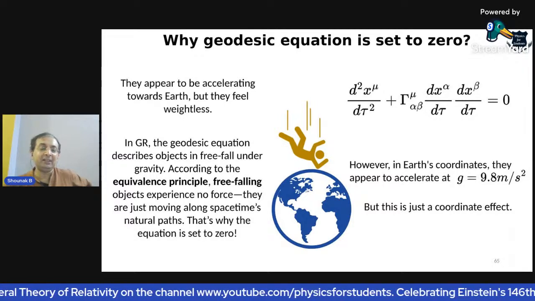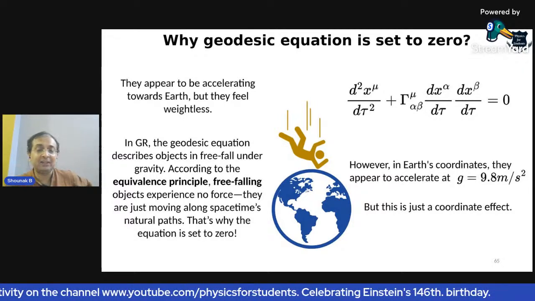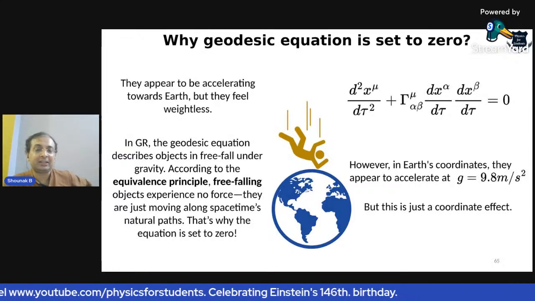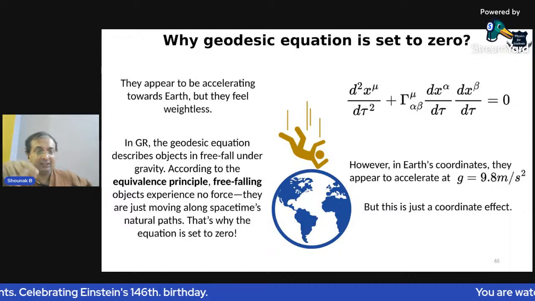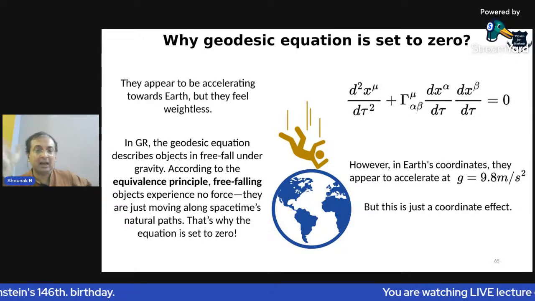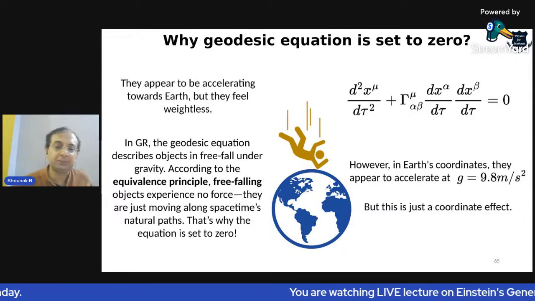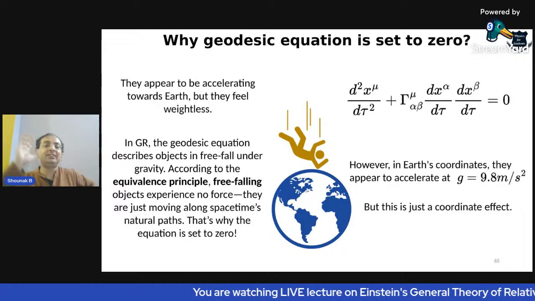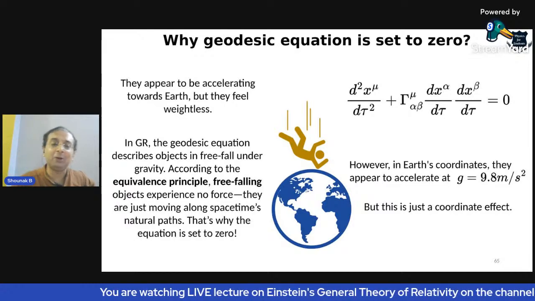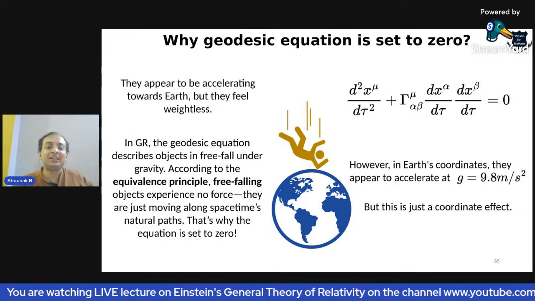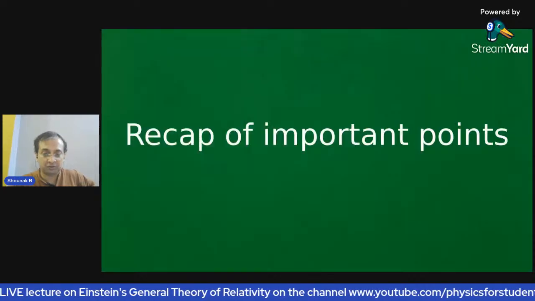Okay, that is why the equation is set to 0. So that is why I have written that it describes free fall, and according to the equivalence principle, gravity and acceleration are the same, they are just moving along the space-time's natural path. And that is the reason it is set to 0. So I hope you understand why the geodesic equation is set to 0, because there is no force.